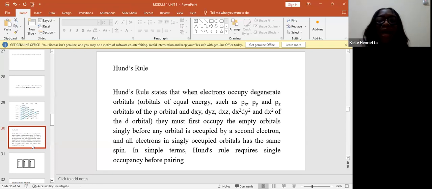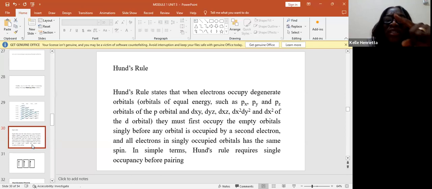So Hund's rule said that when electrons occupy degenerate orbitals, they must first occupy the empty orbitals singly before any orbital is occupied by a second electron.